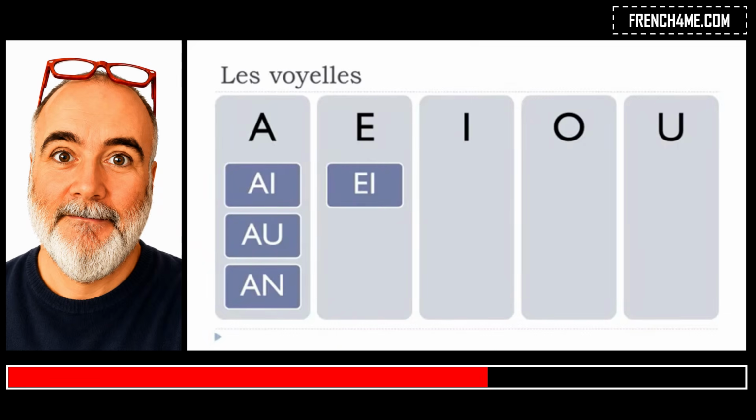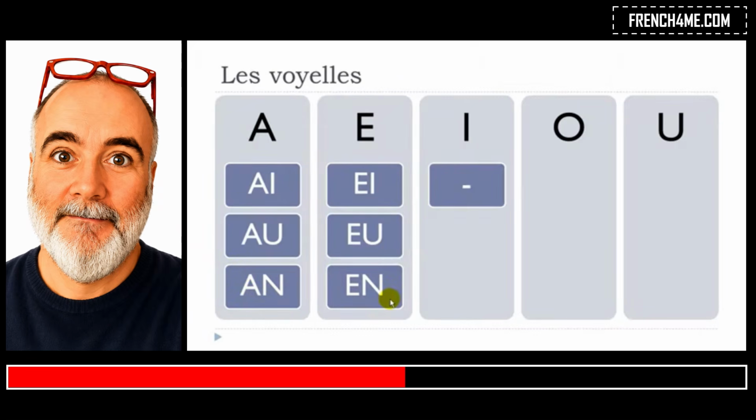Okay, let's see what happens with E. So E combined with the vowel I will give you the sound E. So the same sound as we had previously here, okay, so it's the same sound, and it's E, so really open. And now if you combine it with the U, you will get the sound E. And if you combine it with N, then you get the sound en. So the same sound as we had when we combine N with A, okay? En.